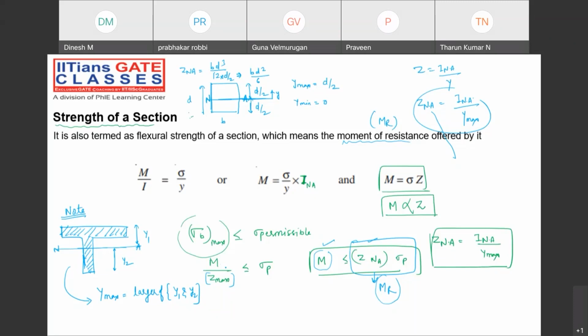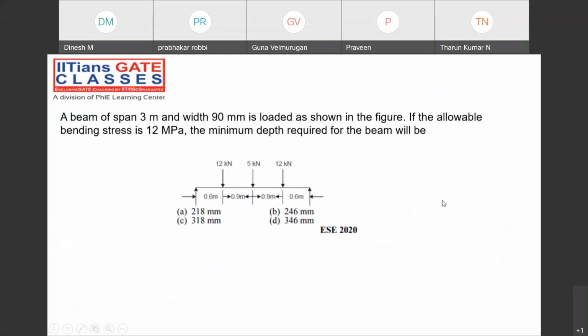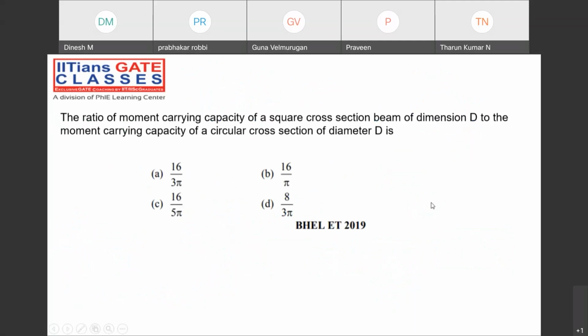So more and more amount of M will keep on increasing. Sigma will also keep on increasing. Sigma B will keep on increasing. At some point of time, sigma B will be more than sigma permissible. At that point, material will fail. Yes or no? That is the meaning of this statement, right? Correct. So what we can do, we can take a very small numerical. Yeah, we will try to solve this question.